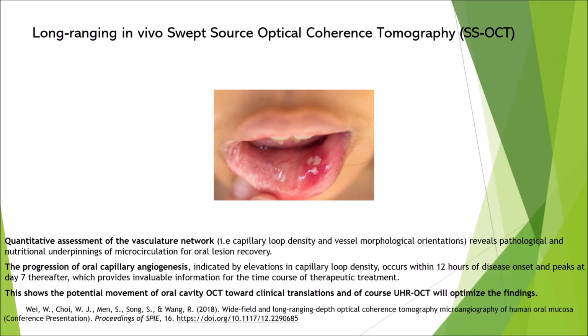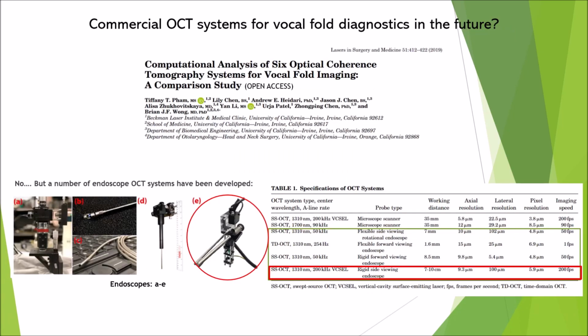Quantitative assessment of the vasculature network reveals pathological and nutritional underpinnings of the microcirculation for oral lesion recovery. The progression of oral capillary angiogenesis, indicated by elevations in capillary loop density, occurs within 12 hours of disease onset and peaks at day 7 thereafter, which provides invaluable information for the time course of the therapeutic treatment. This shows the potential movement of oral cavity OCT toward clinical translations, and of course, ultra-high resolution OCT will optimize the findings.